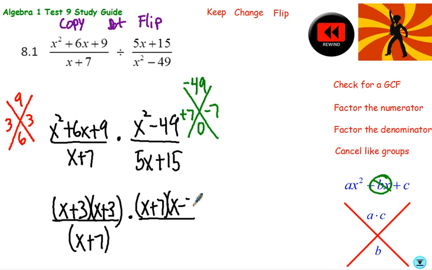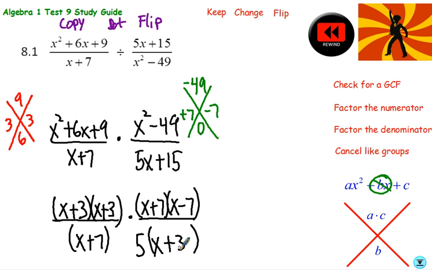And on the bottom, 5x plus 15. Let's hit the rewind button. Go back in time before it was 5x plus 15. It looked like something else. So you say, well, what do they have in common? Well, they've got a 5 in common. 5 times what makes 5x? Well, that would have to be an x. 5 times what makes 15? Well, that would have to be a 3.